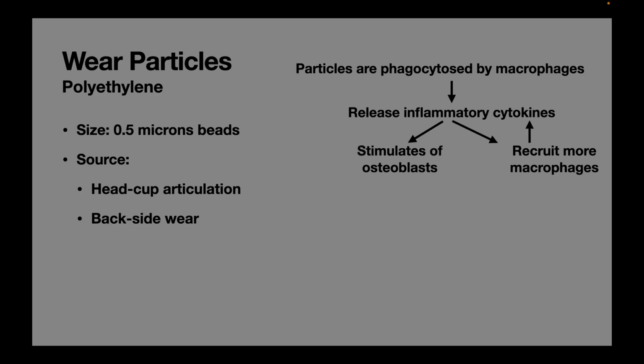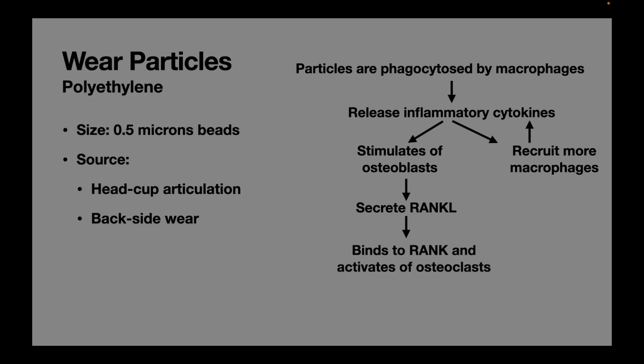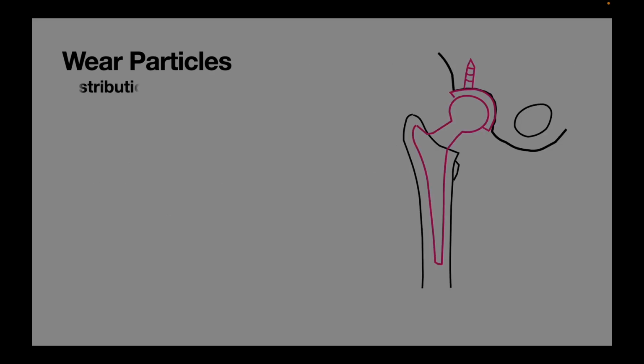The cytokines also stimulate osteoblasts to secrete RANK ligand, or receptor activator for nuclear factor kappa beta. These bind to RANK receptors on the osteoclasts and activate them, and the activated osteoclasts release enzymes that cause osteolysis and aseptic loosening. The distribution of these wear particles is also interesting.